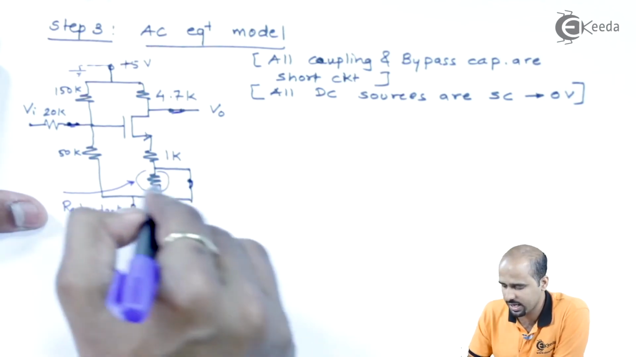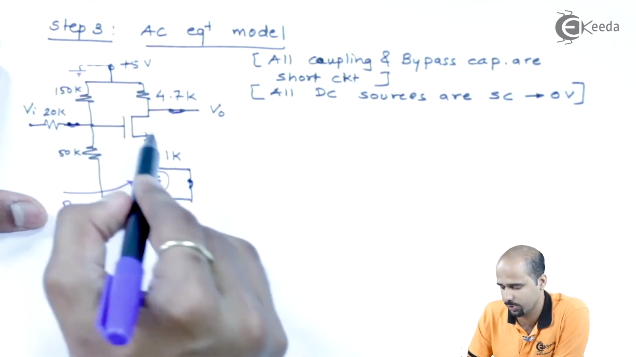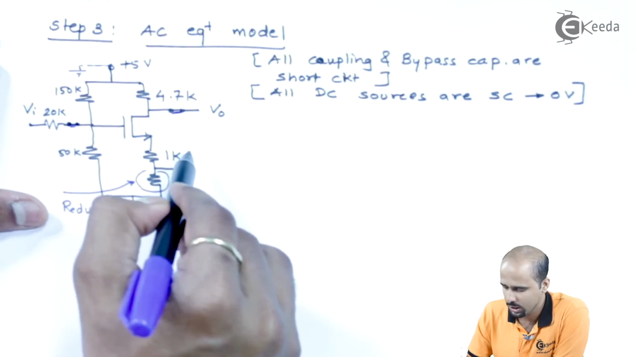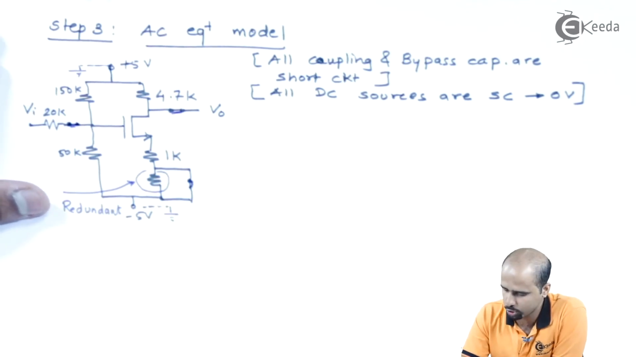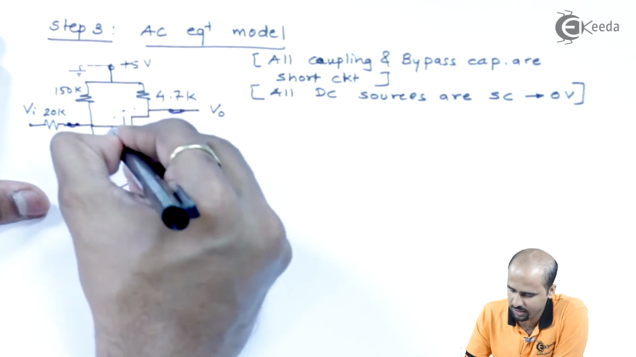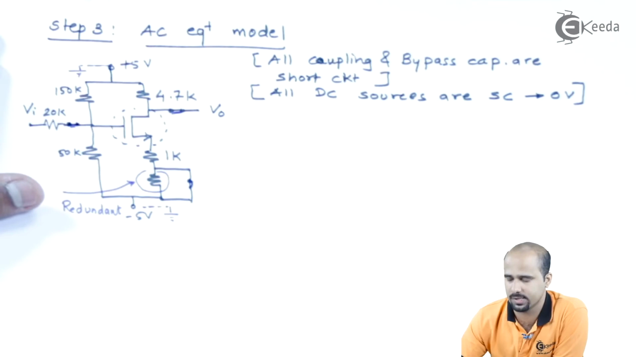So I will treat this as a short circuit only, and I will be having only one resistance at the source terminal, that is 1K. Okay, so let's begin with the AC equivalent model. First of all, we will try to draw the equivalent model for your MOSFET, that is transistor.